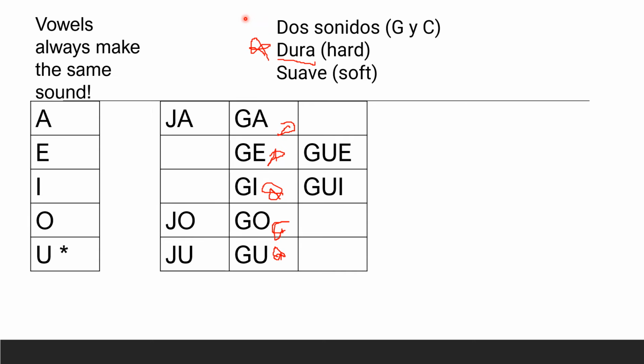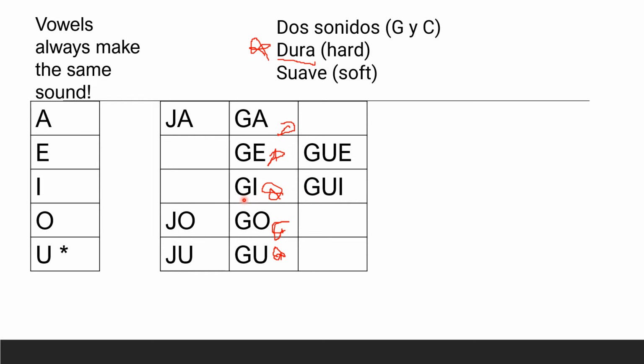If I want to make the hard g sound from these soft sounds, so instead of he, I have ge, instead of hi, I have gi. This is where that U comes in handy, la letra U. It is going to be silent in this case. If a U, la letra U, shows up between la letra G and la letra E, it is silent, but it makes the g sound, ge.